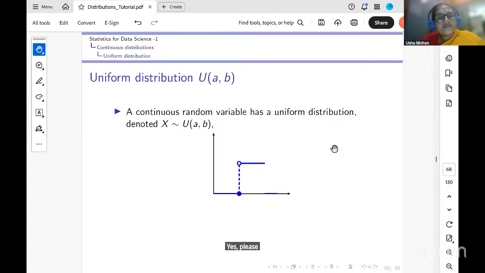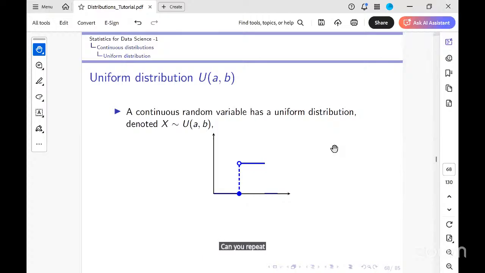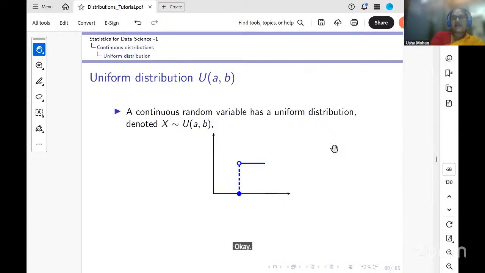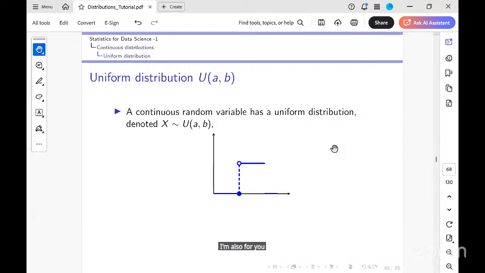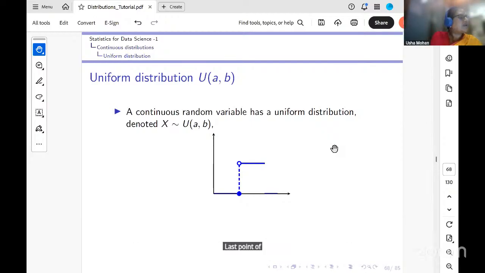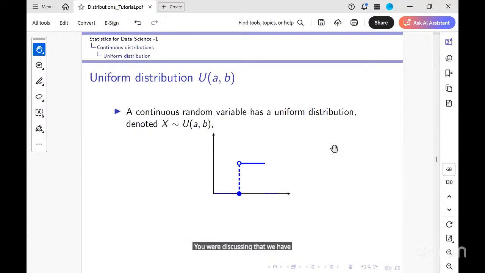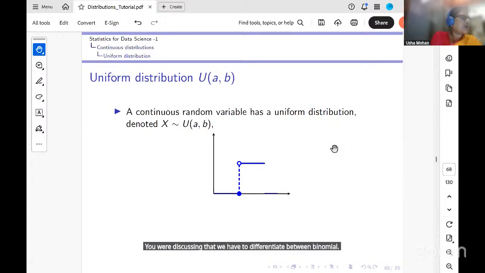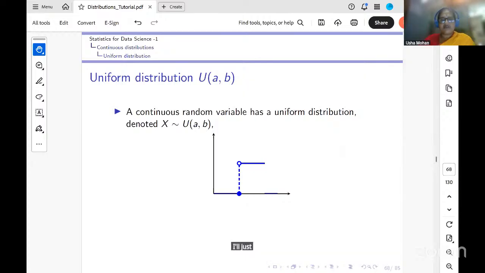Yes, please. Can you repeat the Poisson distribution examples again? Okay. Let me give you an example. Just wait for a second. I'll ask you these questions so that you can clearly tell what is the difference. Also, could you repeat the last point? You were discussing that we have to differentiate between binomial and Poisson. Yes, I'll give you an example. Just give me a minute. I have an example, and I'll ask you that question from that example.